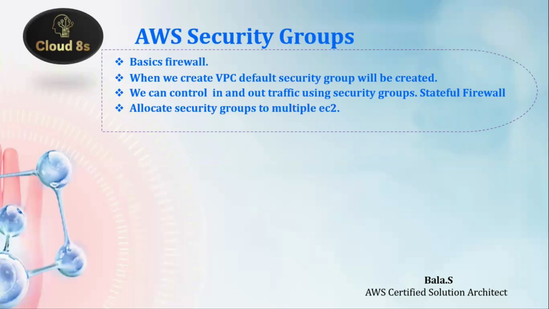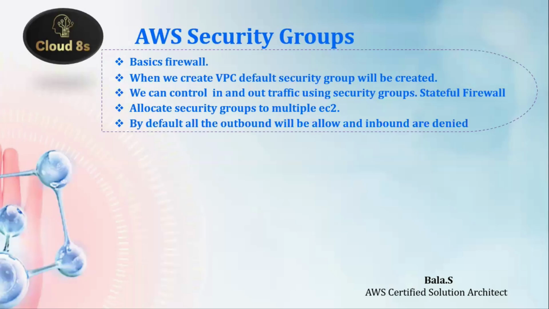One more thing, as I mentioned, the security group will be created under the VPC, but we can assign those security groups to multiple EC2 instances. For example, if you have 10 production EC2 instances that we need to control, we can enable the port in one of the security groups and attach that security group to all the production EC2 instances. That is the way we can control it.